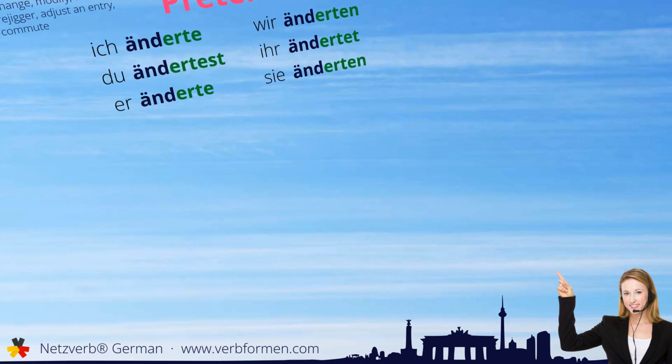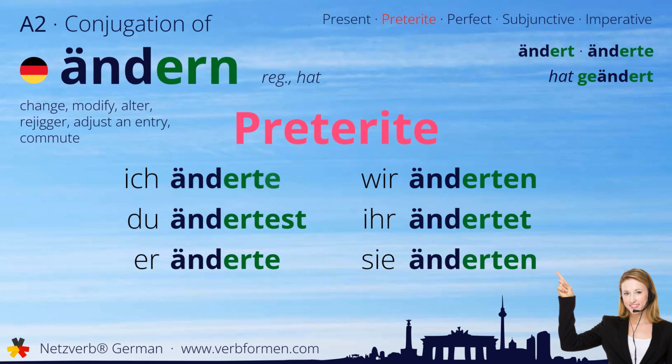Next up is the preterite. Ich änderte. Du ändertest. Änderte. Wir änderten. Ihr ändertet. Sie änderten.